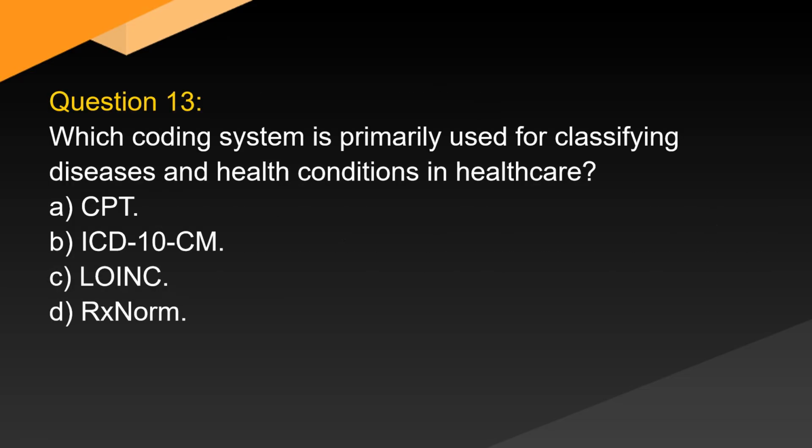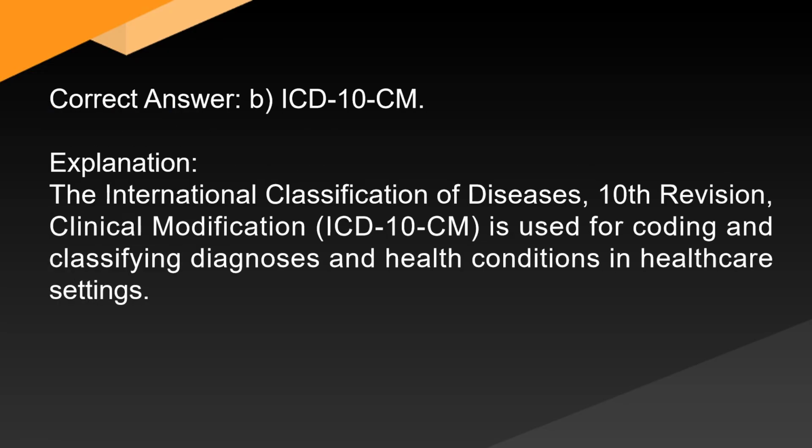Question 13. Which coding system is primarily used for classifying diseases and health conditions in healthcare? A. CPT. B. ICD-10-CM. C. LOINC. D. RxNorm. Correct answer, B. ICD-10-CM.